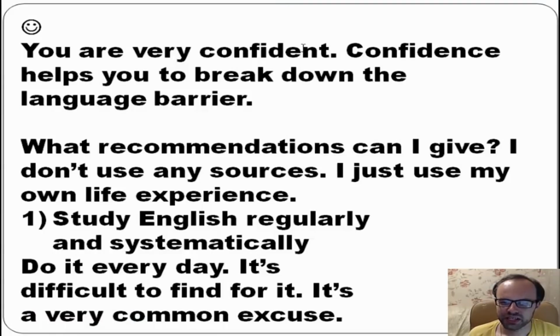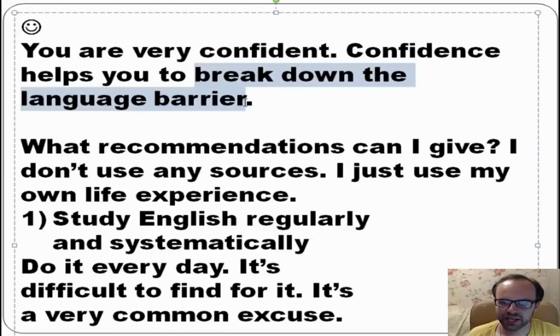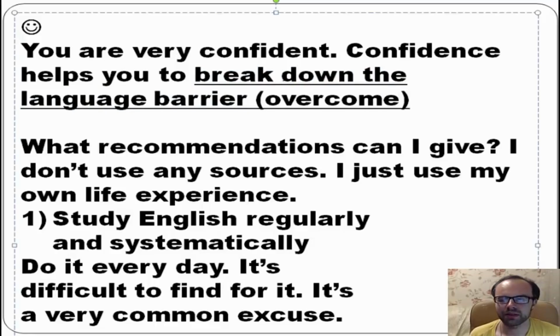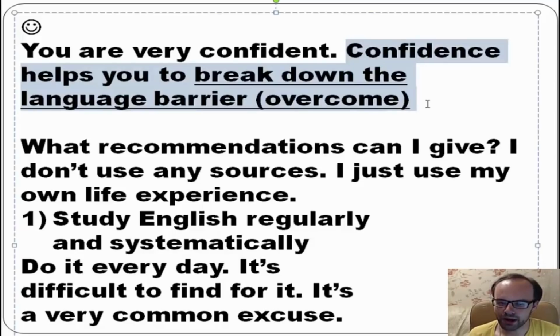Next, so you are very confident. You know that confidence helps you to break down the language barrier, or to overcome the language barrier. I mean, it's this kind of situation. Maybe you know English, maybe you know some grammar, vocabulary, but you can't speak. You are afraid of speaking, and you want to start speaking without any fear, so you need confidence. It will help you to break down the language barrier.